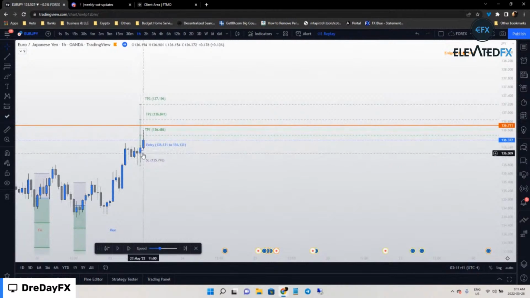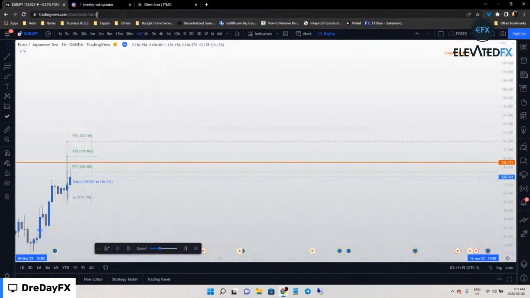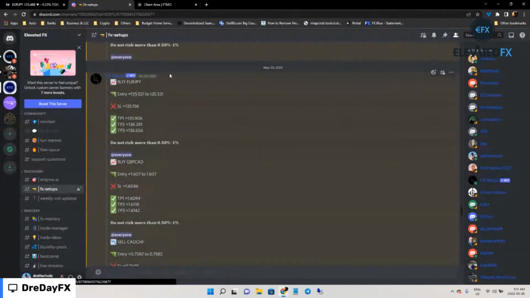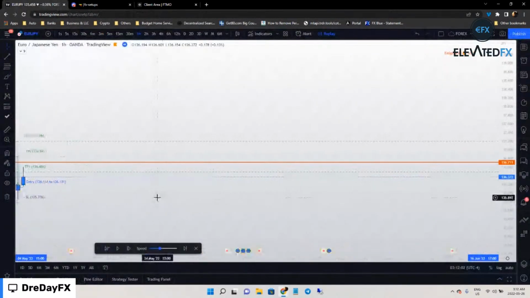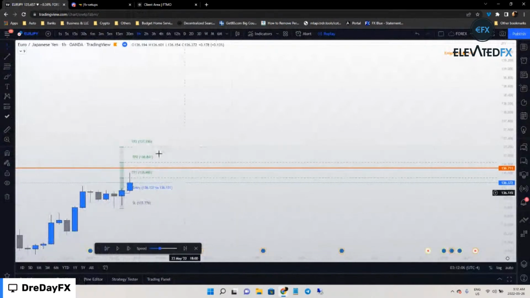Now we have a setup here for a buy. So that's the exact information that we have here. And as you can see, you have the entry price, you have the stop loss, and the TP zones. I'm just going to zoom in so everyone can see.